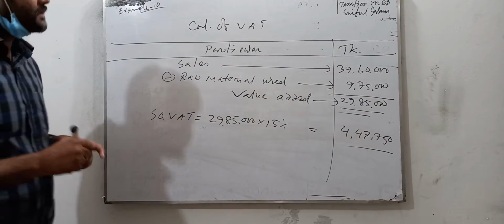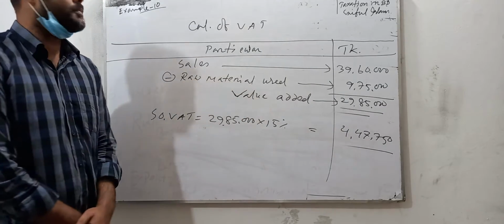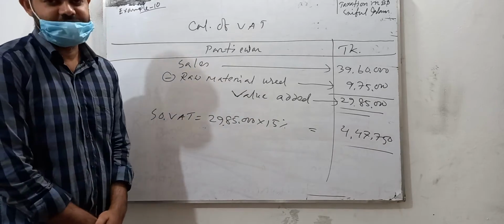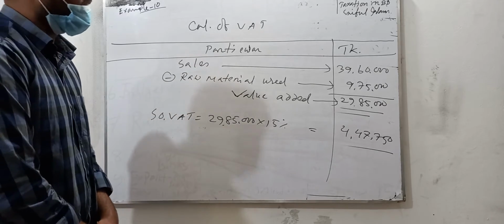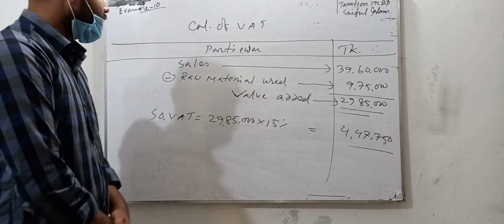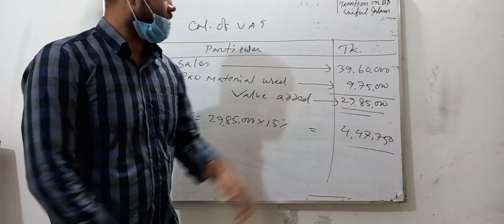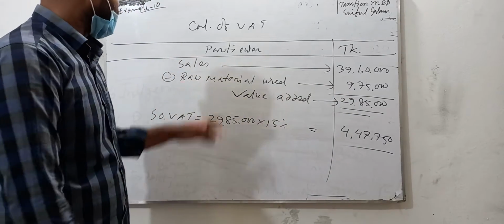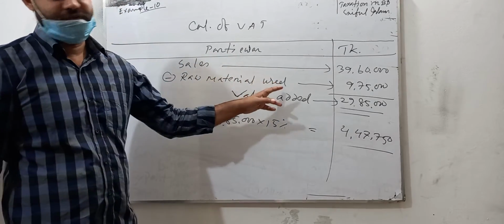Dear students, look at the blackboard. We know that there are two steps of calculation of VAT. First step is calculation of sales, and second step is calculation of VAT. Here, at first, we calculate sales. From the table, we got that sales is 39 lakh 60,000, and from the total sales, we will deduct raw material used.